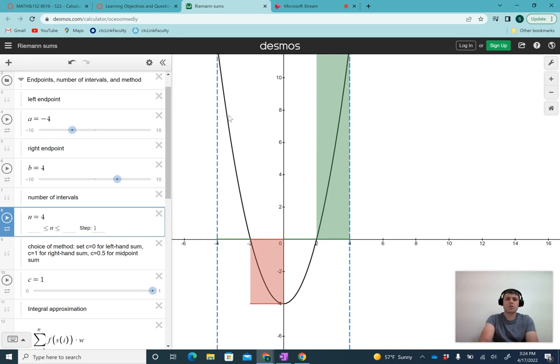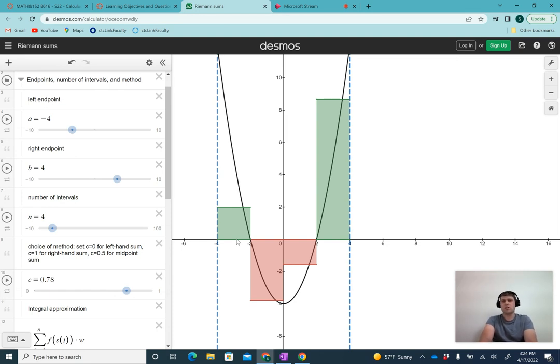Okay, and on each of those pieces, you're going to draw a rectangle that approximates the area on that interval. There are different ways to find the height of the rectangle. The three main ones are you pick the left point, the right point, or the midpoint, but you can pick anything in between.